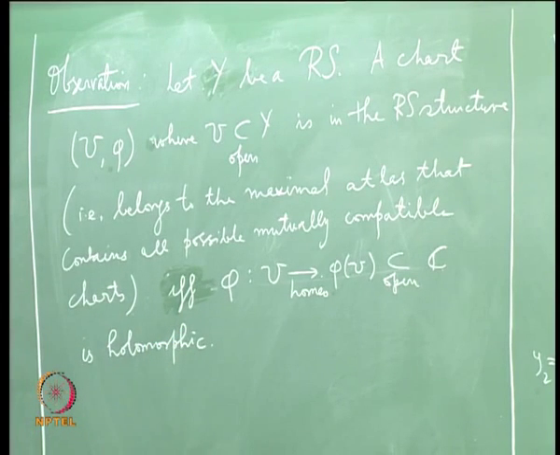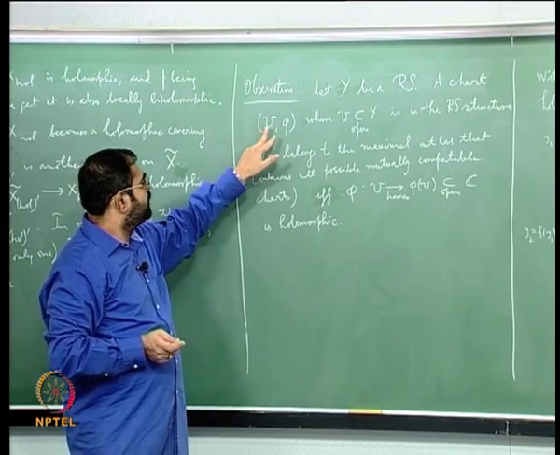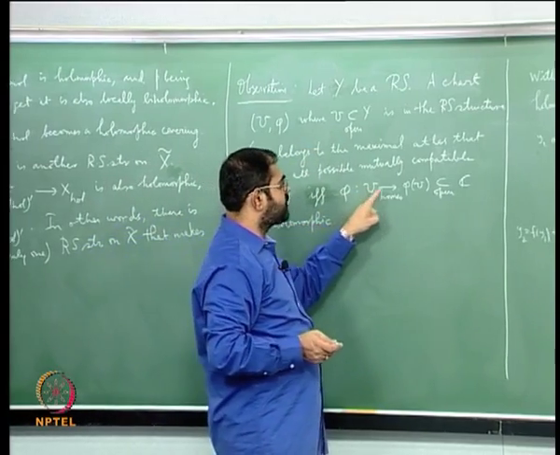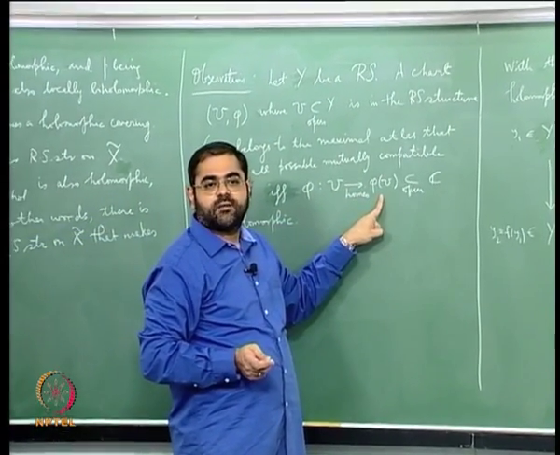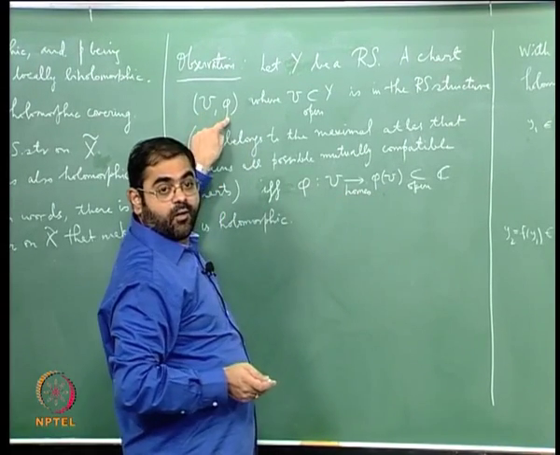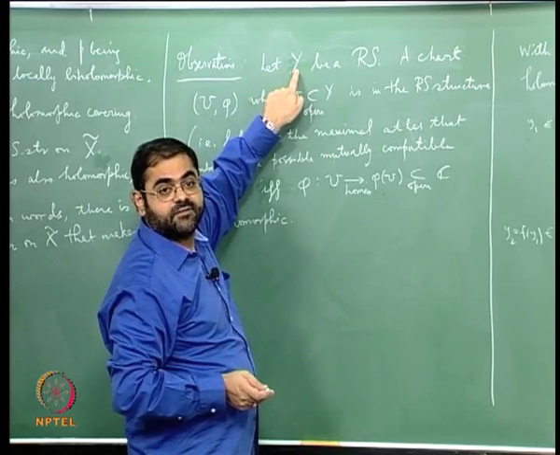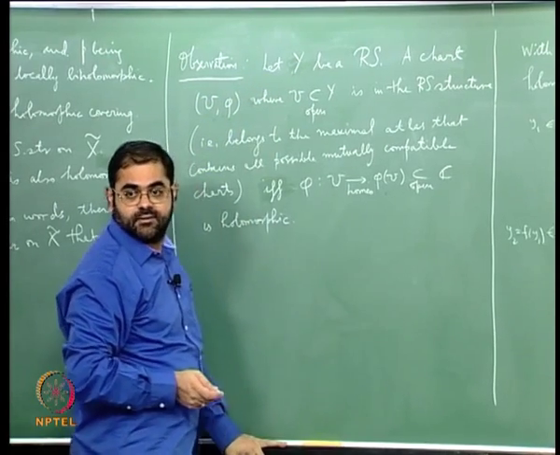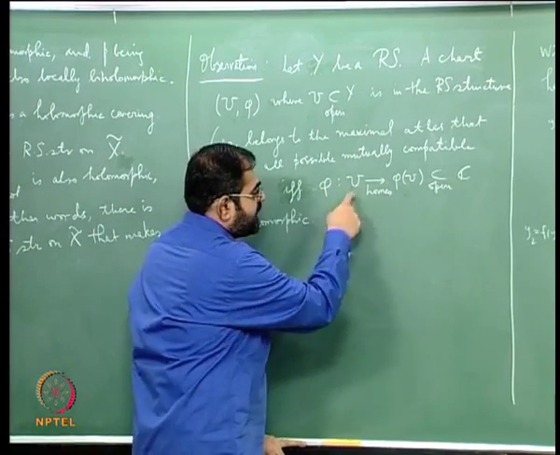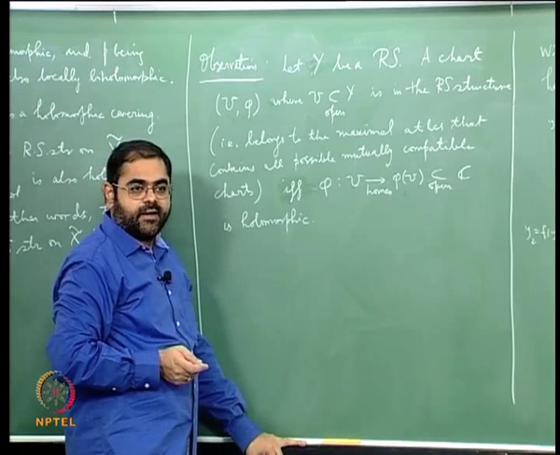Please try to understand what I am saying. I am saying Y is a Riemann surface, alright. U is an open subset of the Riemann surface and phi is just a homeomorphism of U into an open subset of the complex plane. When will this also be compatible with every chart that defines the Riemann surface structure on Y? That is the question. I am saying that will happen if and only if this phi itself is holomorphic.